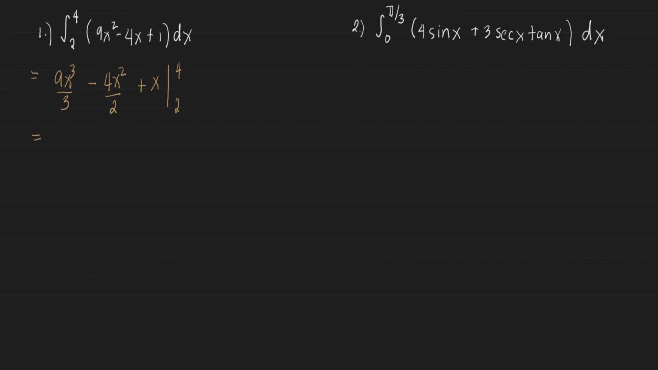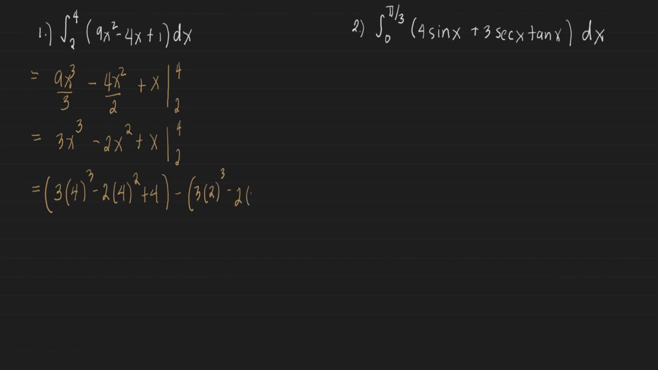So let us simplify. 9 over 3, x cubed will be 3x cubed. And then negative 4 over 2x squared will be negative 2x squared. And then you have plus x evaluated from 2 to 4. So we must first substitute our upper limit of integration. That would be 4. So we substitute that to every x in our resulting antiderivative. And then we substitute our lower limit of integration, which is 2. So again, we put that on every x in our antiderivative.